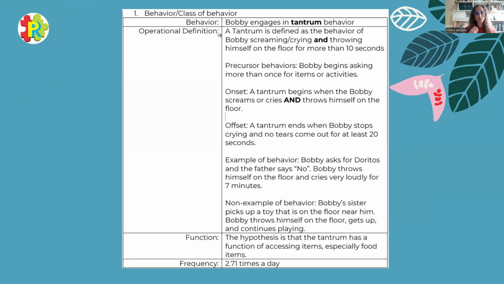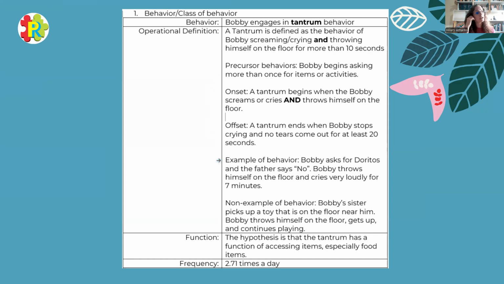Bobby starts asking more than once for items or activities. What does it look like? What moment can I say it started? A tantrum begins when Bobby screams or cries and throws himself on the floor. A tantrum ends when Bobby stops crying and no tears come out for at least 20 seconds.